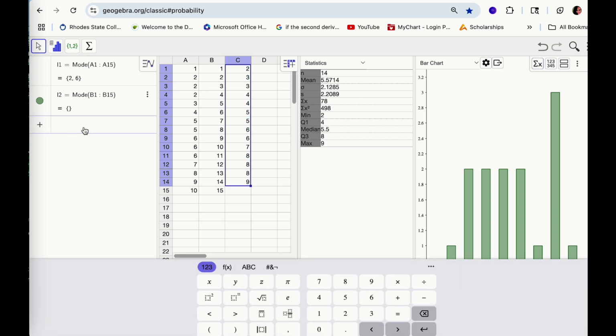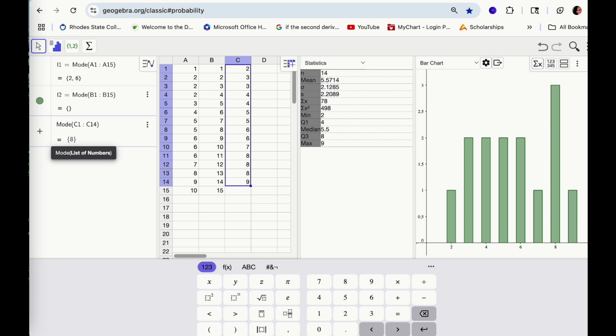So let's check the mode for our last data set. For this data set, it starts at C1. So I'm going to use capital C1, and then it goes down to the last value of C14. And in this case, it tells me my mode is one single value, which is 8.